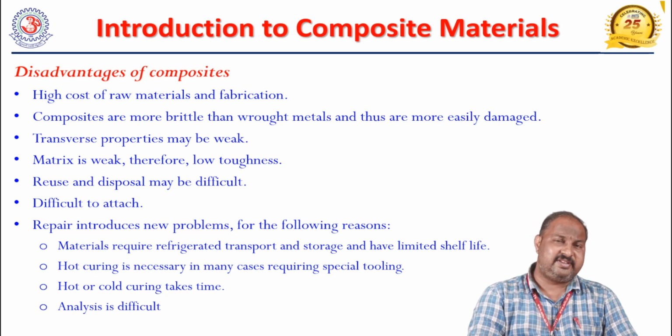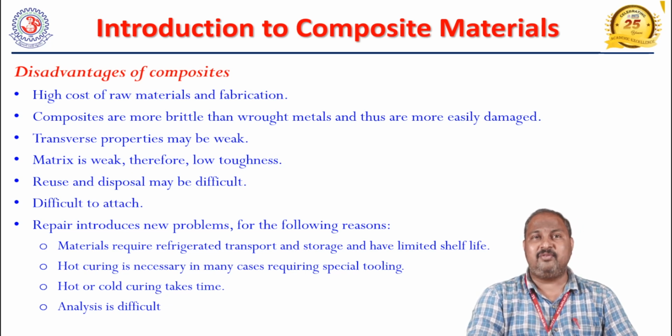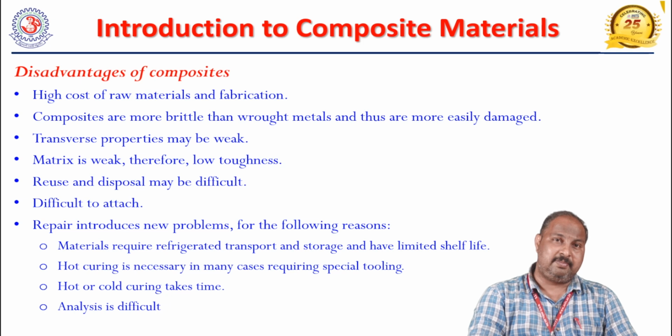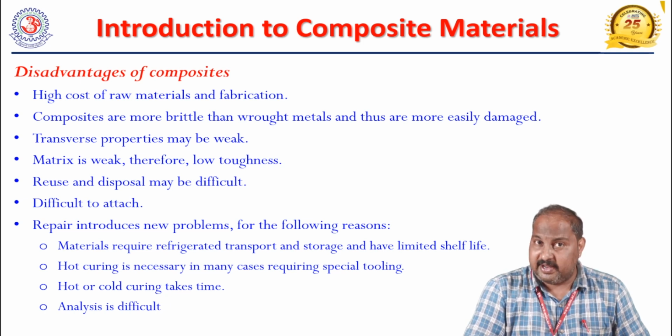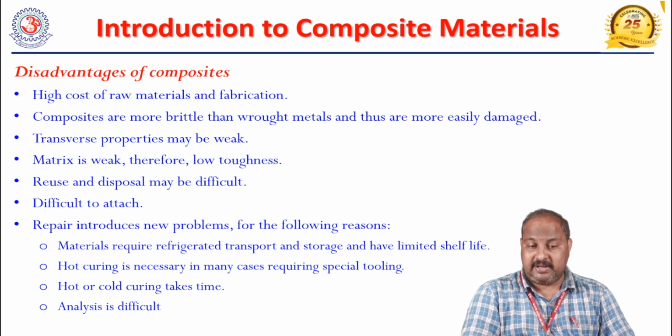Similar to the advantages, we have some disadvantages of composite materials in engineering applications. As I said, we are aiming towards replacing the monolithic alloys with the composites, but in some applications it is highly impossible, or it is possible only in the future to replace the alloys with the composites, with limited properties and characteristics, and in some limited applications, because of the disadvantages or limitations of composites. One is the high cost of raw materials and fabrication.